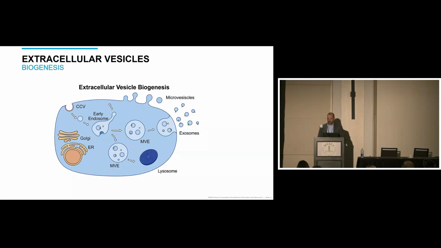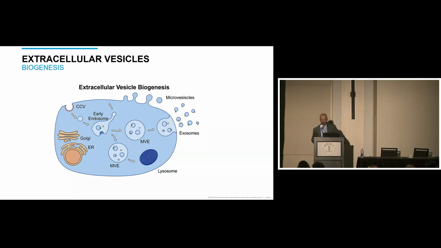So what are extracellular vesicles, or EVs? There's three different categories of EVs. They can be divided into exosomes, microvesicles, and apoptotic bodies. Exosomes are formed by inward budding of the early endosome, which then matures to form the multivesicular body, which can either fuse with the lysosome to degrade those proteins, or fuse with the plasma membrane to release those inner contents as exosomes into the extracellular space.